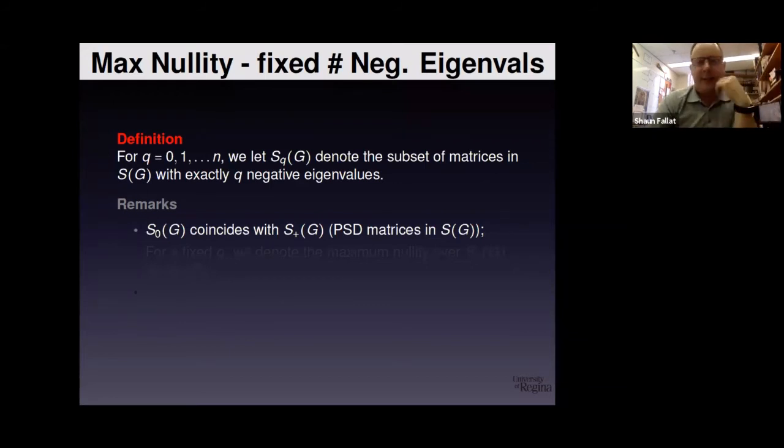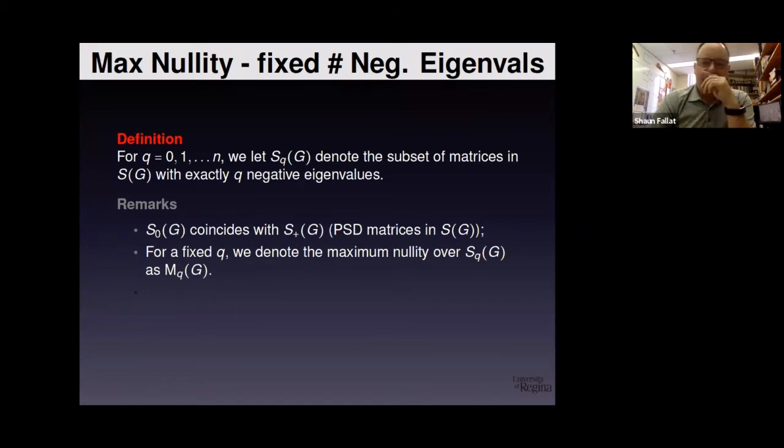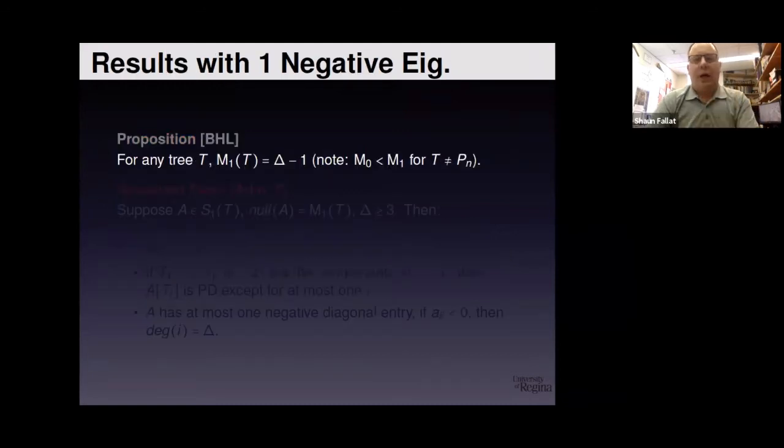So here, as I said, S plus corresponds to S0. And what you can do is define the maximum nullity over each of these little slices. The maximum nullity for each collection SQ is called MQ. And then of course, naturally, if you take the maximum over all the MQs, you return back the maximum nullity that I defined originally. And so the question is, what is this going to get you?